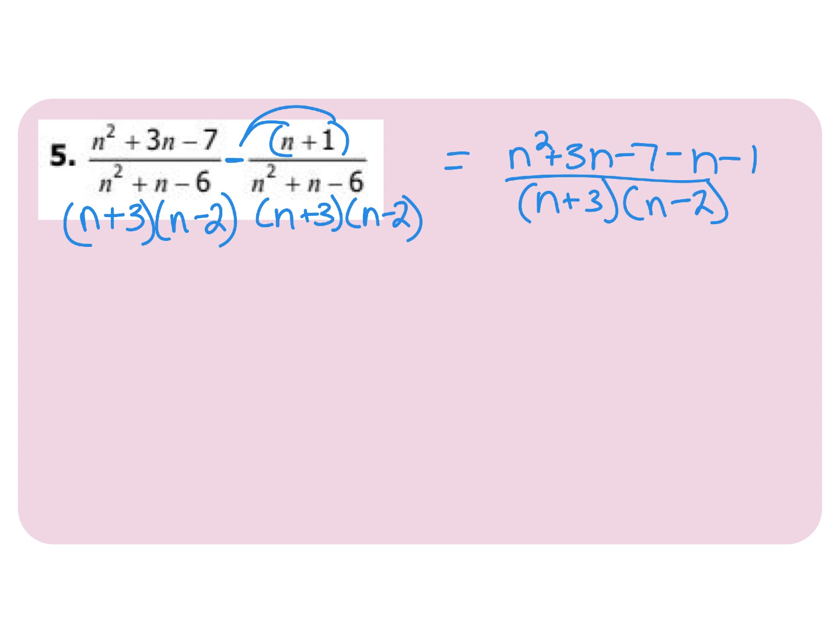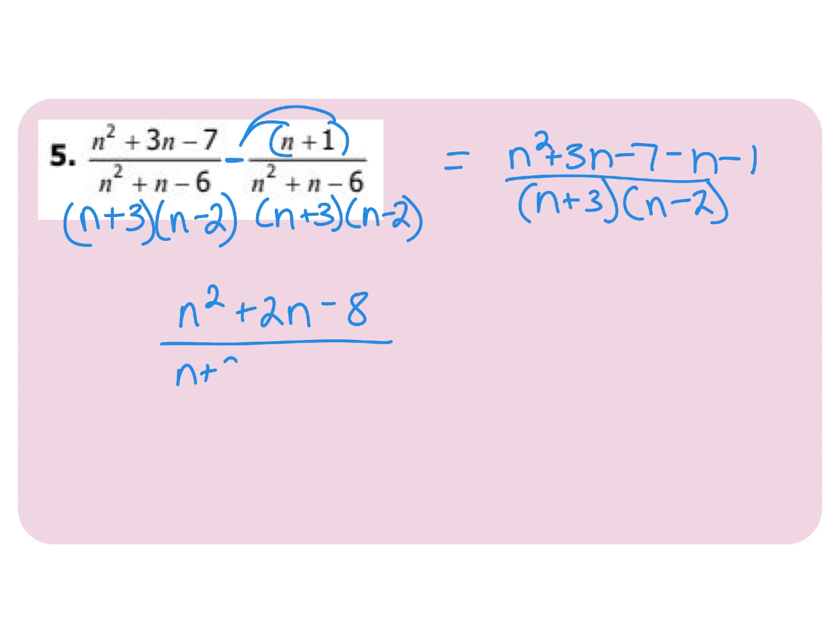Okay? So if you messed up anywhere there, go ahead and fix that now. Now we know we need to combine like terms up there because that's not simplified. Okay, n squared doesn't have anybody to combine with. It's fine. We know that 3n and negative 1n makes 2n. And negative 7 and negative 1 make a negative 8.